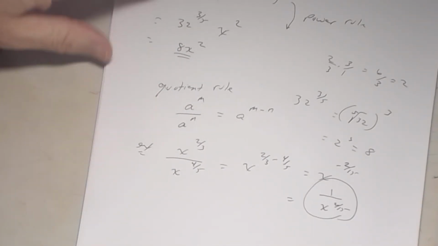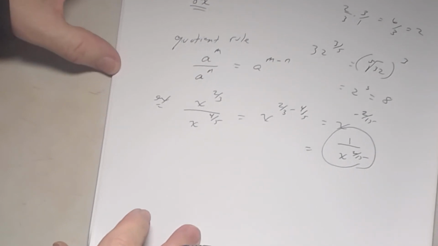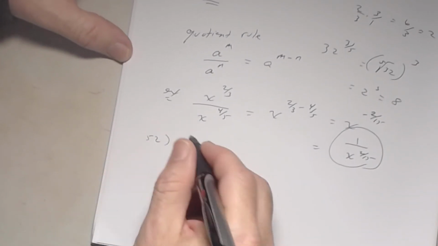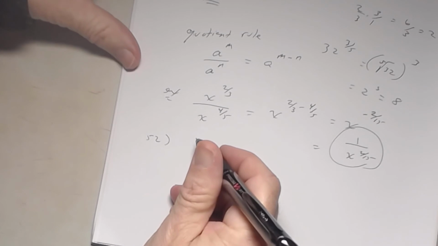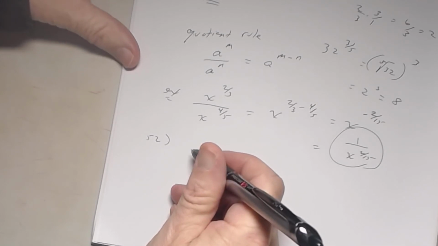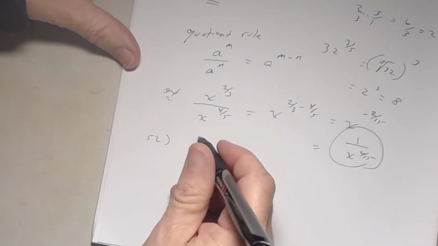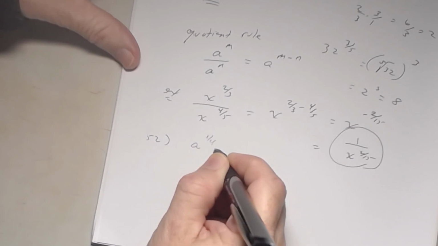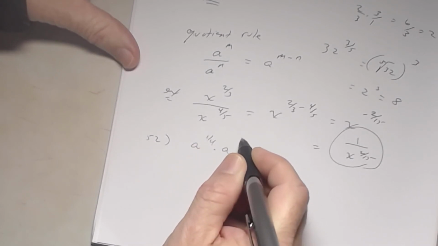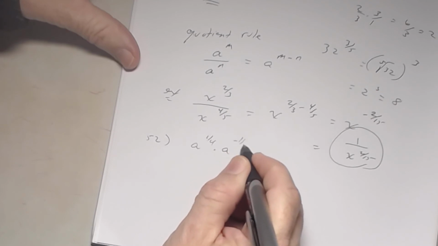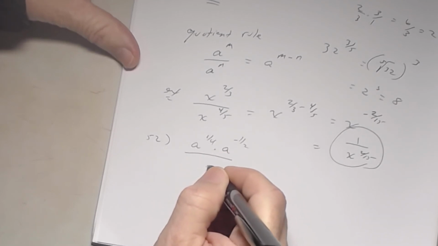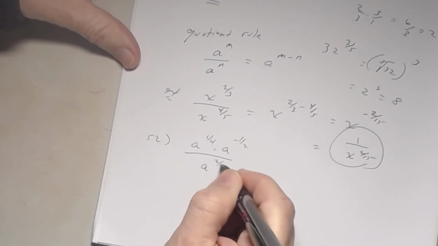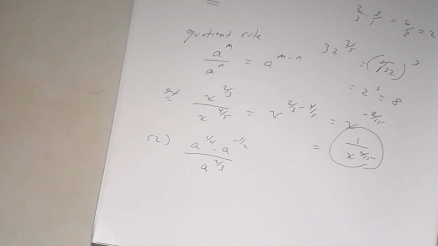Okay, now let's look at number 52. Now listen carefully as we do 52. You have a to the 1/4 times a to the negative 1/2 divided by a to the 2/3. Don't make it difficult. So what might you want to do first?